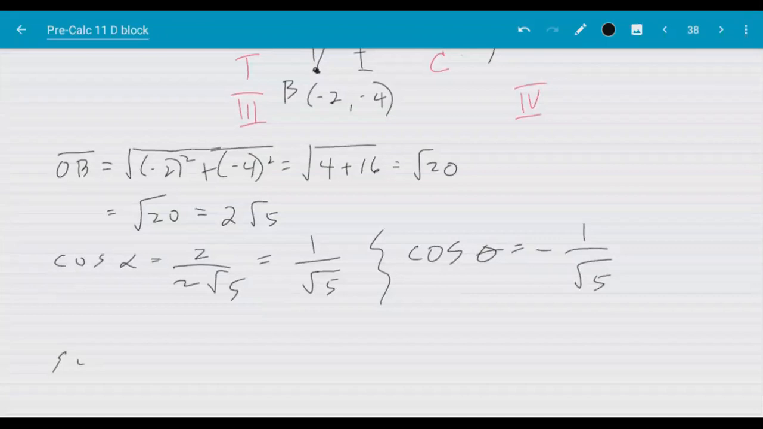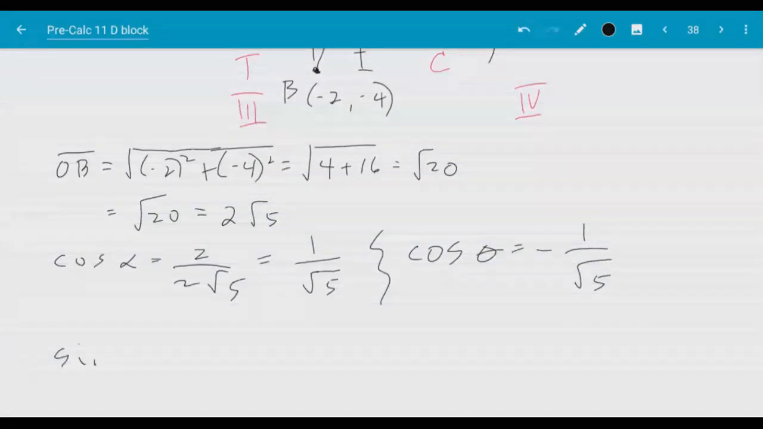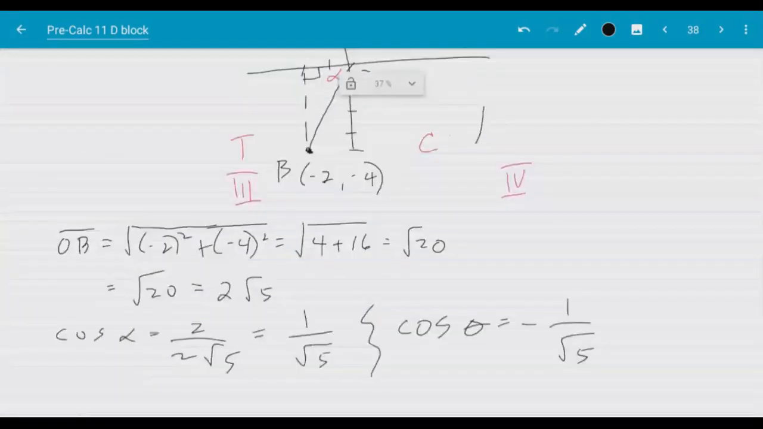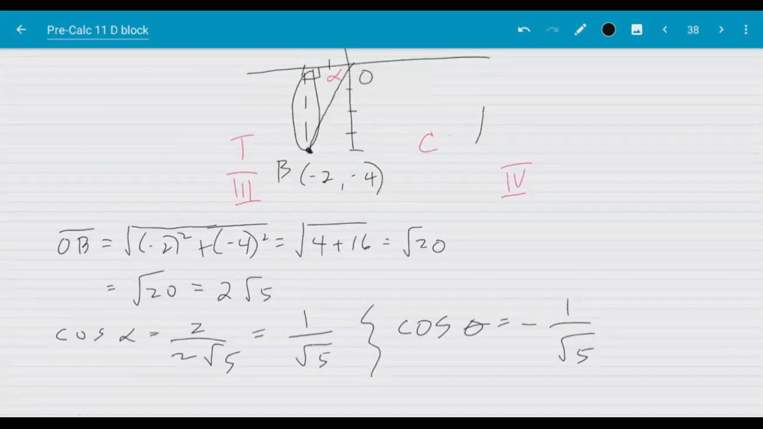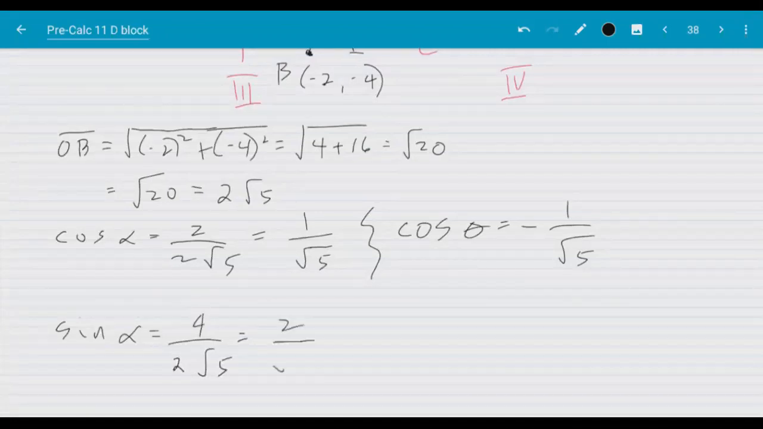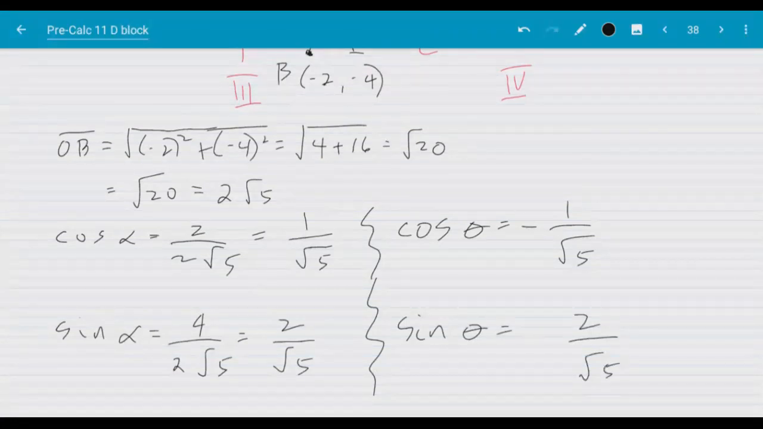Let's look for sine of theta, or sine of alpha rather. Sine of alpha would be this, which is your opposite side, that is measuring 4 over 2 root 5, which is 2 over root 5. Okay. So if we want to find the sine of theta, we will use the same trig ratio, 2 over root 5, but we are going to ask ourselves, in what quadrant is it? Oh, it's in quadrant 3. In quadrant 3, the sine value is negative. Therefore, the sine of theta is negative.